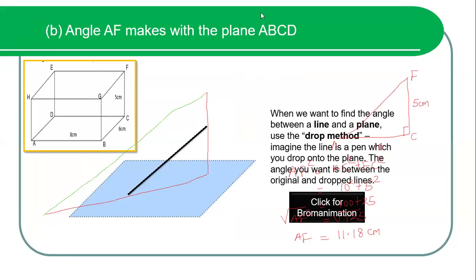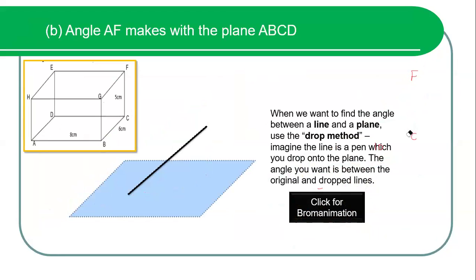Okay. Now, this is where our lesson is. And this is the part that I want you now to understand more. And what are we going to do? Now, I want you to look at the diagram. I'm going to use animations. We are finding the angle that A to F makes with the plane ABCD.